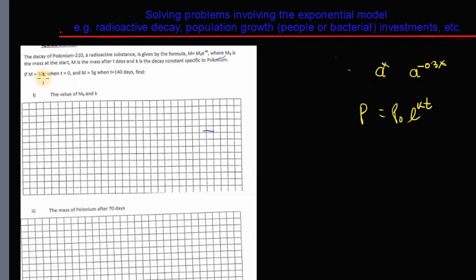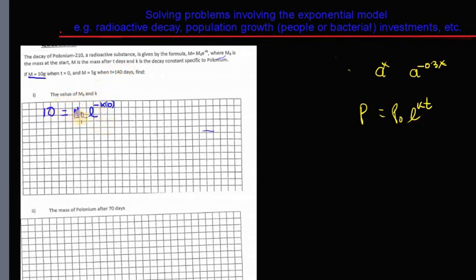So we'll say M is equal to 10 grams when T is equal to 0. So we know that 10, which is the mass at time 0, is equal to M0, we don't know what that is yet, by e to the power of minus K, but time is equal to 0. We're told that, that's what this comes from here. So we know that the mass is equal to 10 at time 0. So find the value of M0 and K.